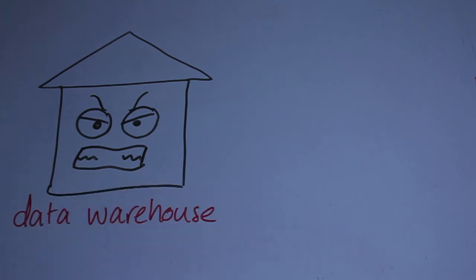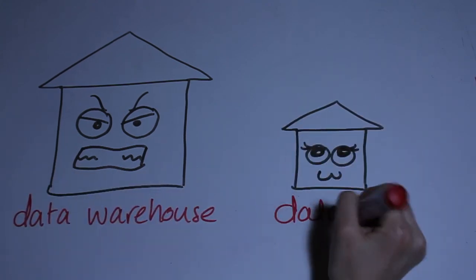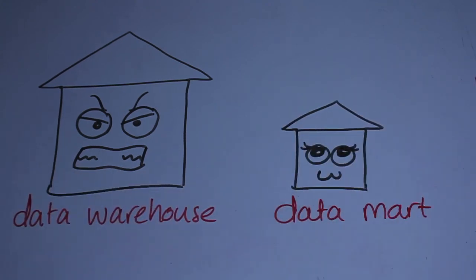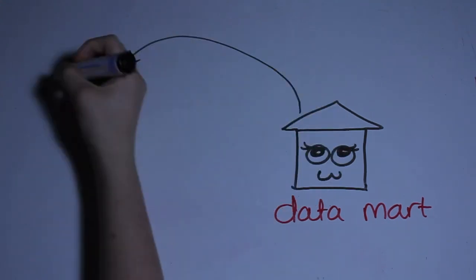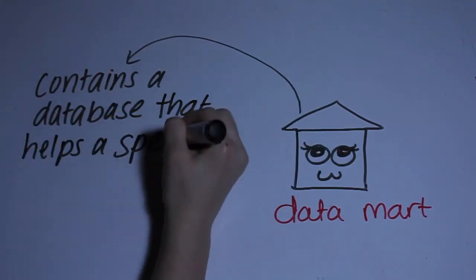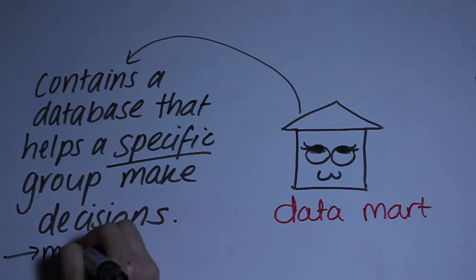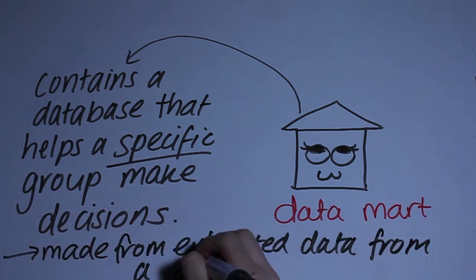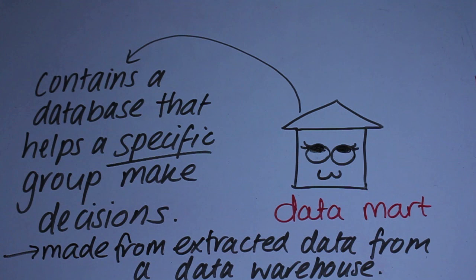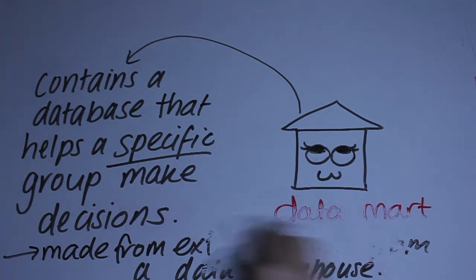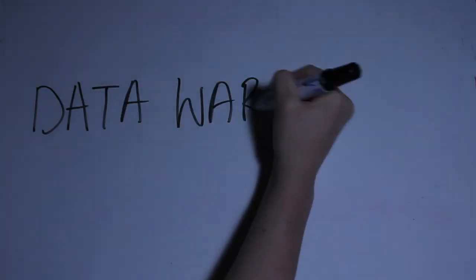A data mart is like a mini version of a data warehouse. It contains a database that helps a specific group make decisions. For example, a marketing department may have a separate data mart just for them that's made from extracted data from the company's main data warehouse. So there you go, all the basics that you need to know about data warehouses.